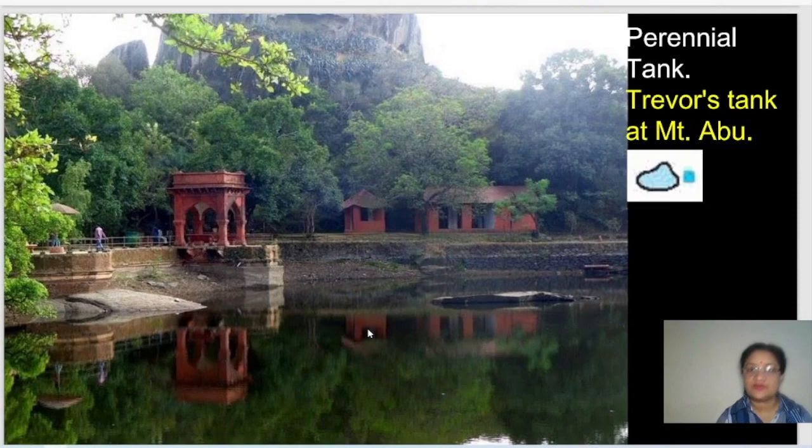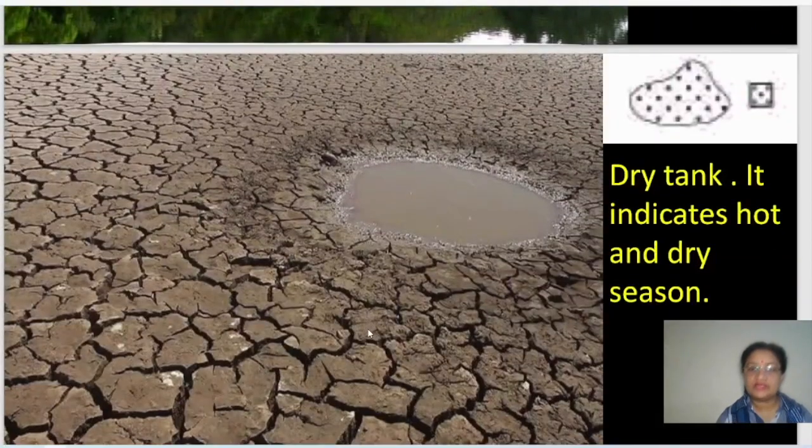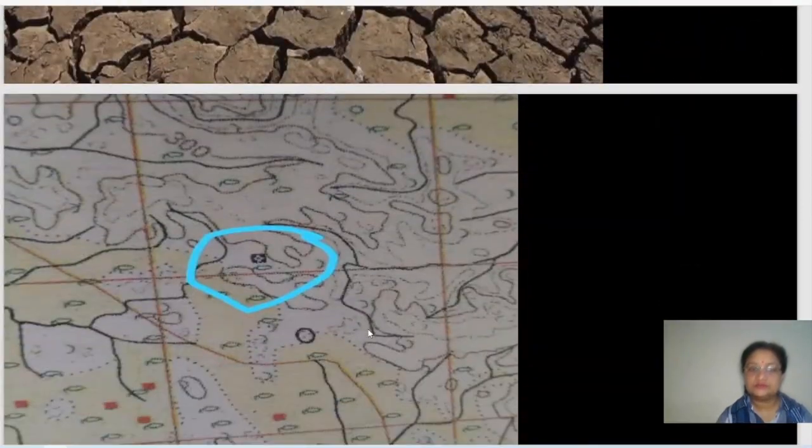Again, one more example of perennial tank, right? This is a dry tank. Clear?